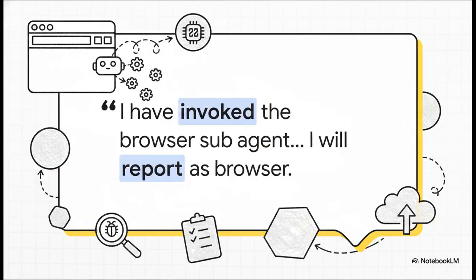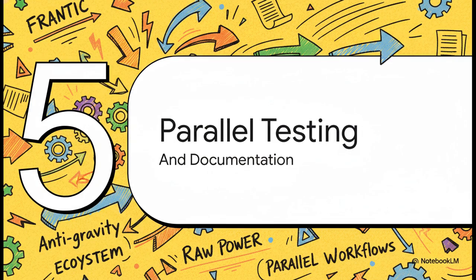How wild is that? Actually, I just have to read this direct quote from the subagent interacting with the main agent because it gave me chills. "I have invoked the browser subagent. I will report as browser." Just think about the level of autonomy happening right there. You are not just chatting with a bot anymore. You have a main agent dispatching a specialized testing agent out into a live browser environment, conducting QA, and actively reporting back. It is literally like having a senior developer and a dedicated QA tester sitting inside your machine, working together simultaneously. Which brings us to the climax here.